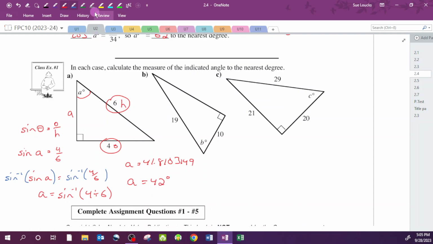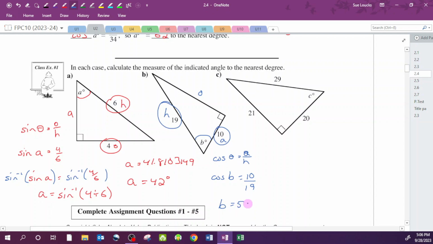Okay, next example. I'm not going to write as much down. I am, however, going to identify my angle of interest, my hypotenuse, my opposite, and my adjacent, because that just makes life so much easier. And then, since I've got adjacent and hypotenuse, I'm going to go cos theta is adjacent over hypotenuse. And then cosine of B is, my adjacent was 10 and my hypotenuse was 19. And then I pick up my calculator and I get B equals 58 degrees.